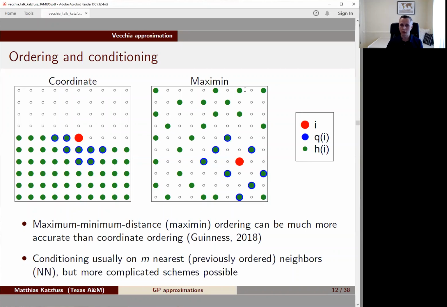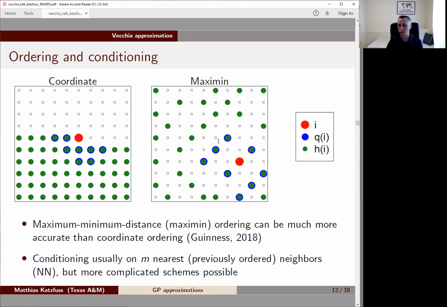It turns out that it can be much more accurate for Vecchia approximations if we use something called a maximum minimum distance ordering, which I won't go into details on here, but this is an illustration of what that might look like in the same setting, just now using this maximin ordering.